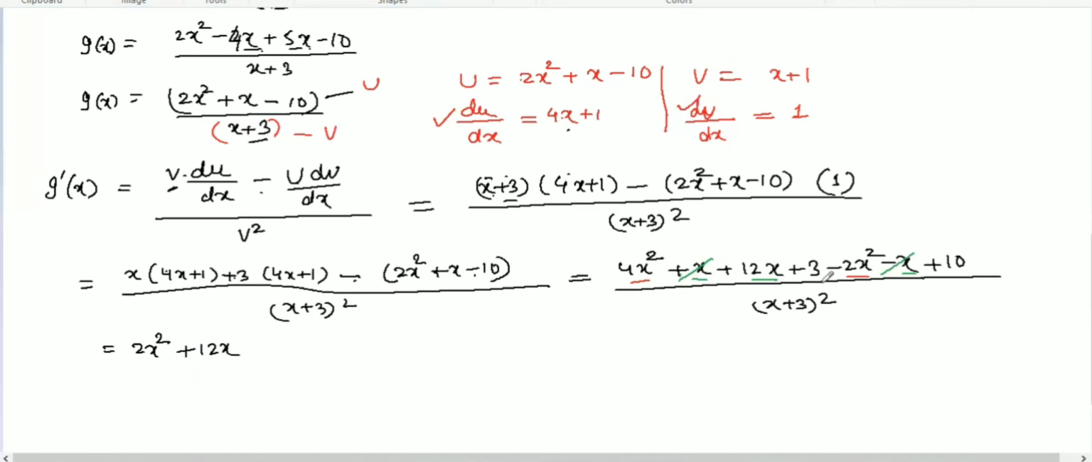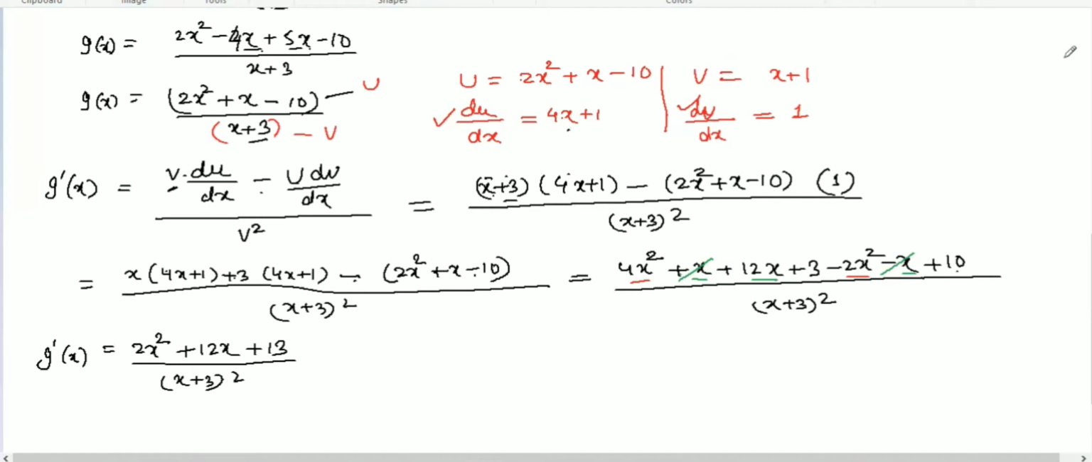And then we have plus 3 plus 10, which is going to be plus 13, all over (x plus 3) whole square. This is your g prime of x. But remember the question here. We have to evaluate the derivative function at x equal to 1.